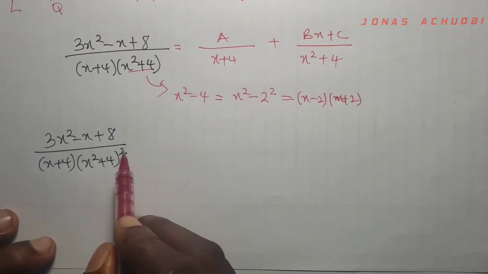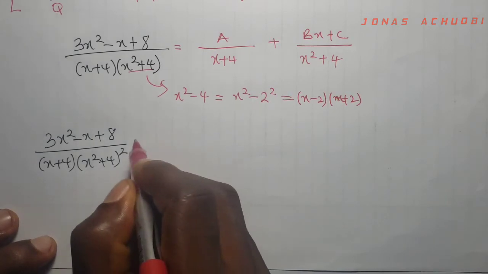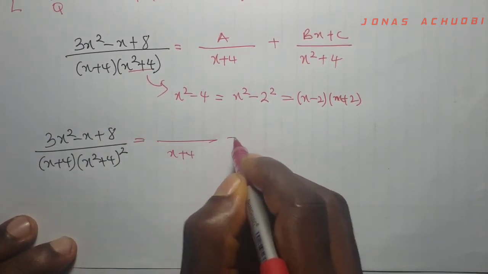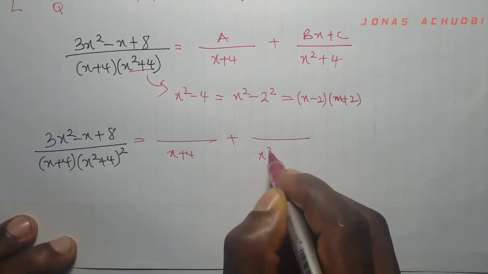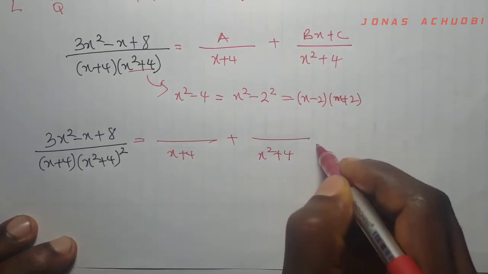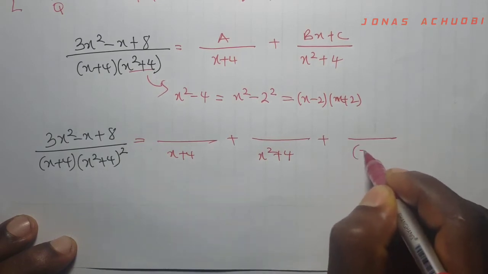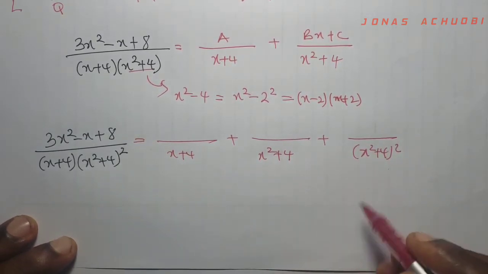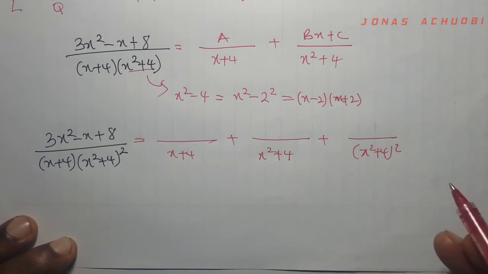Now, what if our quadratic factor was repeated? How will we treat it? The same. The first factor is x plus 4, plus the second factor is x squared plus 4. Since it's repeated, we bring it in: x squared plus 4, all squared. In the same way we had handled the case of linear but repeated factors.